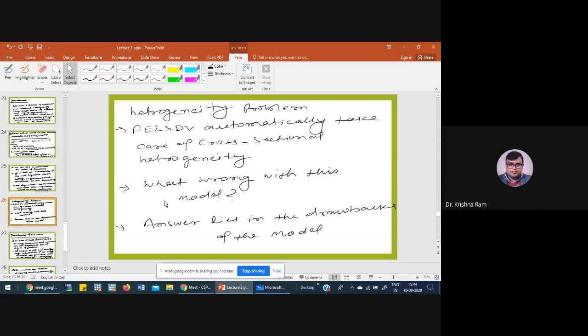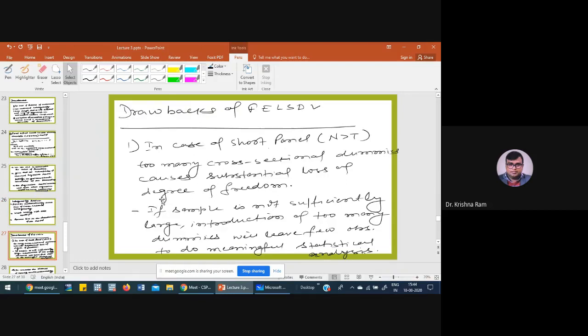Then the question arises, what is wrong with this model? The answer lies in the drawbacks of this model, and the drawbacks are, in the case of a short panel, as we have seen earlier, when you are having 1000 cross-sectional units, you are required to add too many cross-sectional dummies.